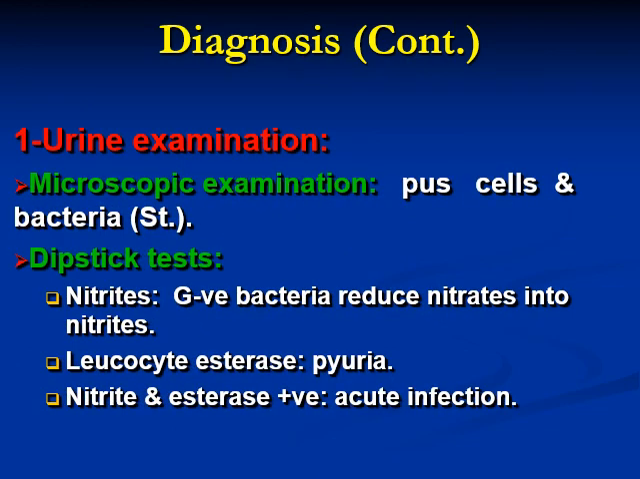In the urine, you have to make a microscopic examination which will show pus cells and sometimes bacteria. The dipstick test is used to detect nitrites, as the gram-negative bacteria reduce the nitrates which are normally found in the urine into nitrites, and the presence of leukocyte esterase denotes the presence of pyuria. So a positivity of both nitrite and leukocyte esterase denotes that there is an acute infection that is caused by gram-negative bacteria.